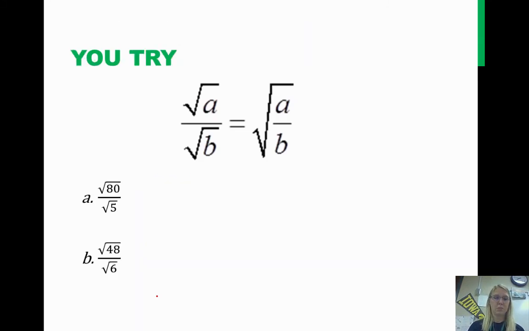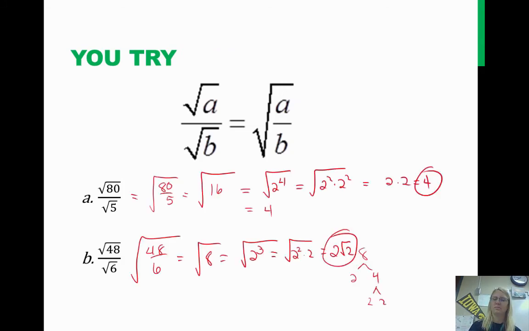Now, I want you to take a moment and try it yourself and come back and check your work. So on the first one, if you took it down to its prime numbers, you would have 2 to the 4th, and 2 squared times 2 squared is 4. Or you could remember that 16 is a perfect square, and because of that, 4 is the square root. On the second one, the answer to this is 2 square root of 2.